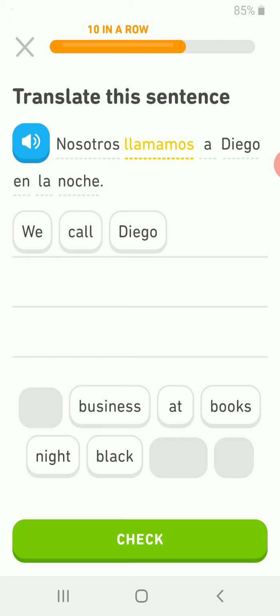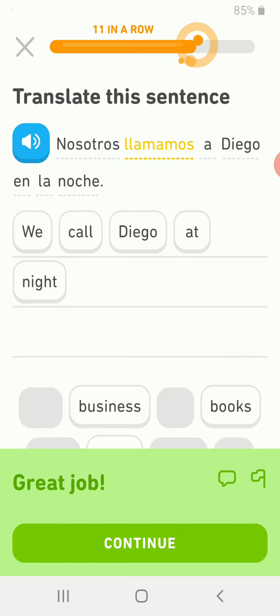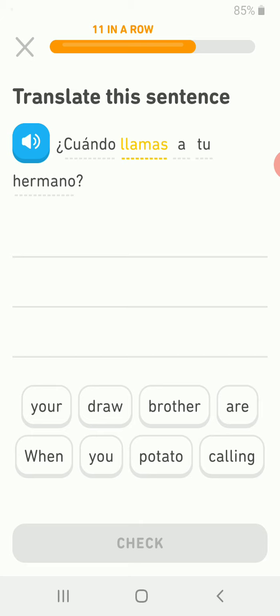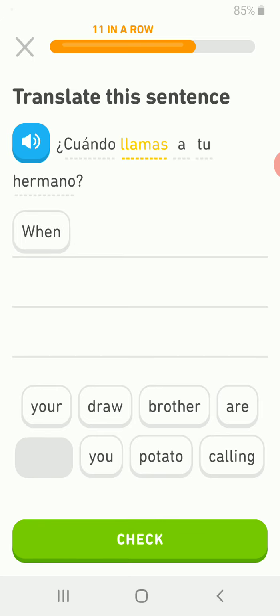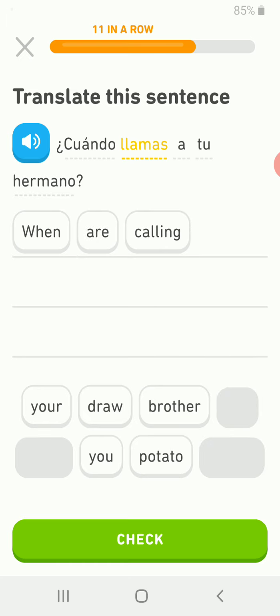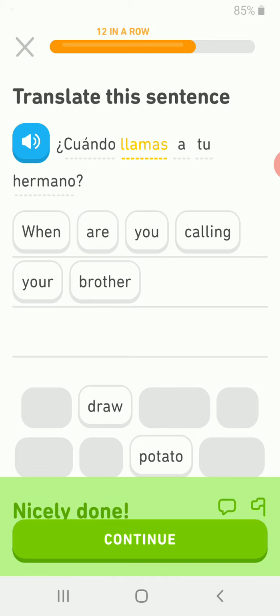But of the verbs, nosotros llamamos a Diego en la noche. When? En la noche, at night. ¿Cuándo llamas a tu hermano? Cuando llamas a tu hermana, when are you calling? This is, when are you calling your brother?